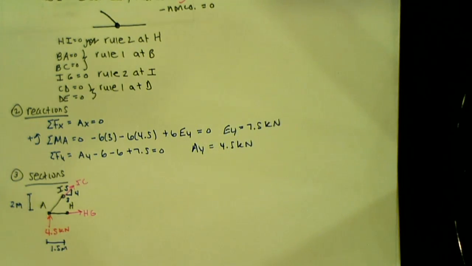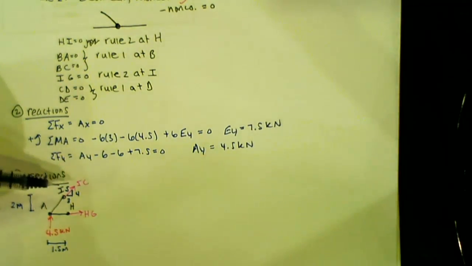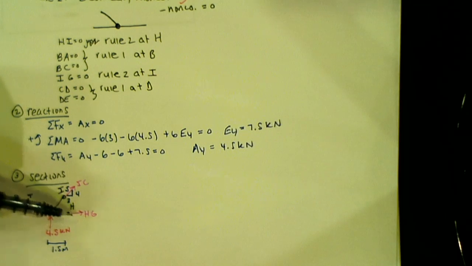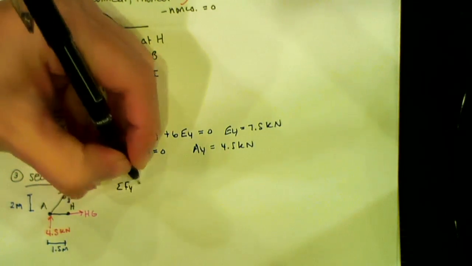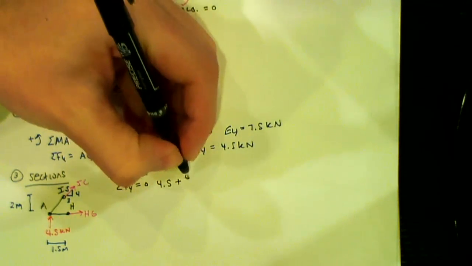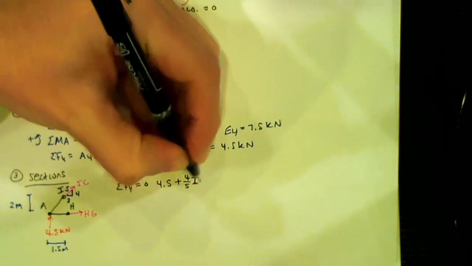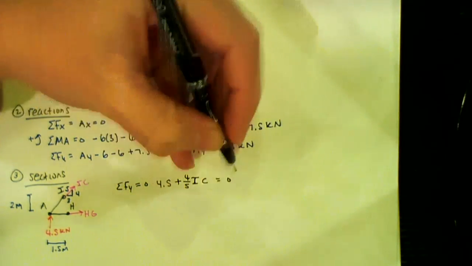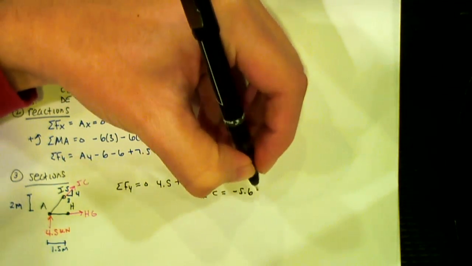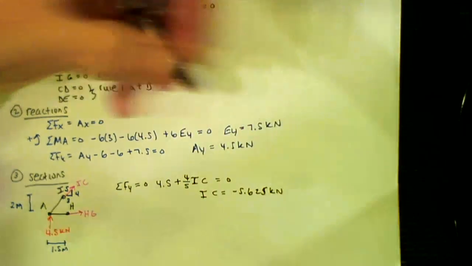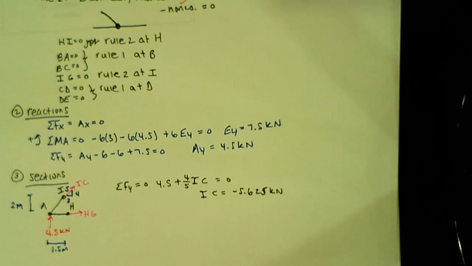So now we can use our equations of equilibrium. For this one, we're only interested in IC, right? We don't really care about HG. So I'm just going to do sum of forces in Y and find IC. Sum of forces in Y equals 0. I have 4.5 plus 4 over 5 times IC equals 0. So IC is negative 5.625 kilonewtons. What does that negative sign mean?